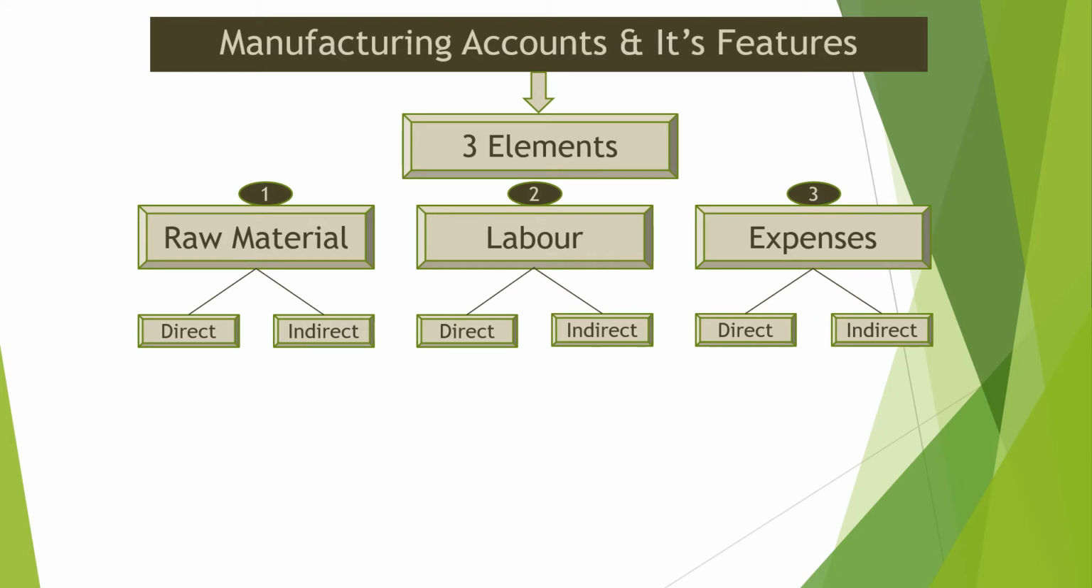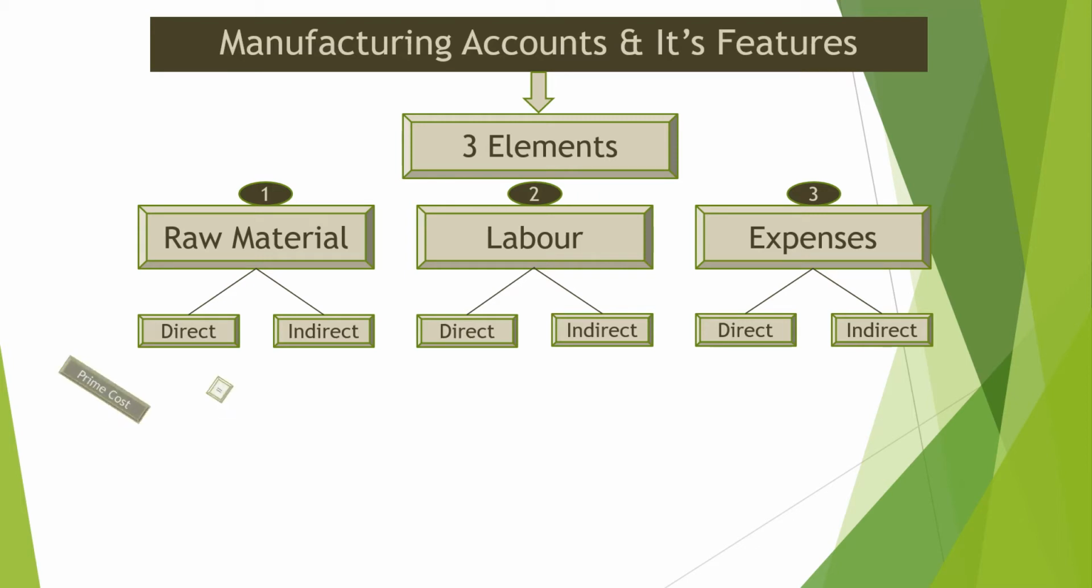Indirect expense, such as factory electricity, factory rent, depreciation of factory fixed assets, transportation expenses are examples of indirect expenses.